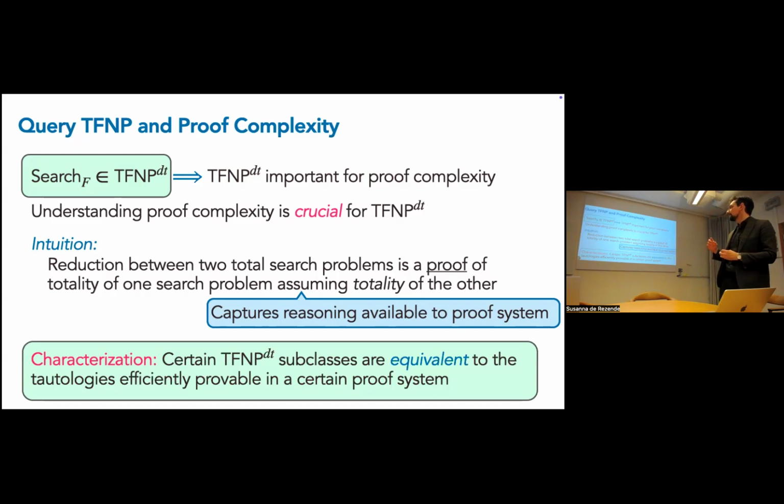And what we're going to show is we get very nice characterizations out of this relationship: certain black box TFNP classes are equivalent to the tautologies that are efficiently provable in certain proof systems. So you can reduce to that. You can prove membership. Sorry, you're a member of a TFNP class if and only if a corresponding proof system can prove the totality of that search problem.